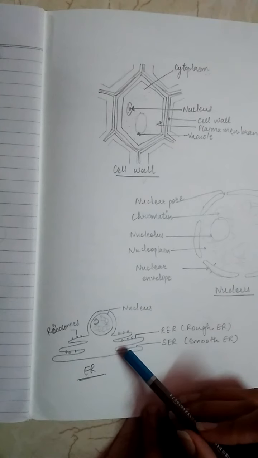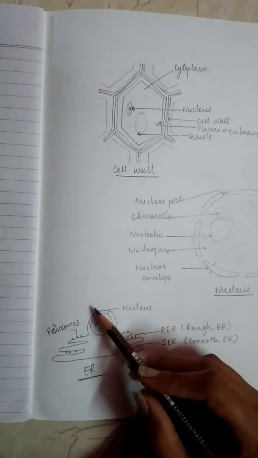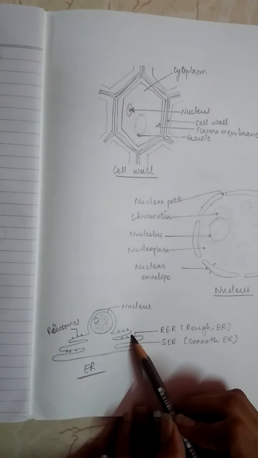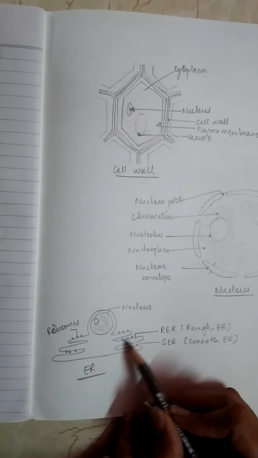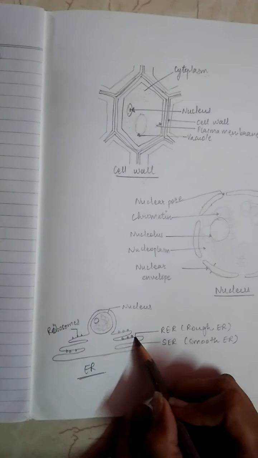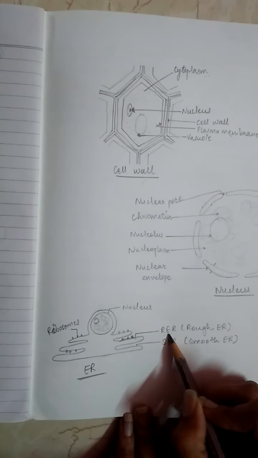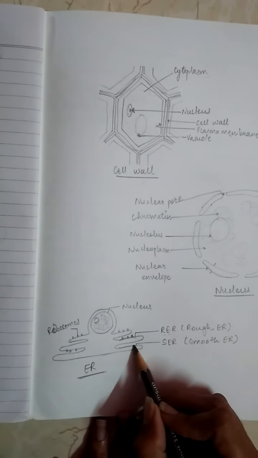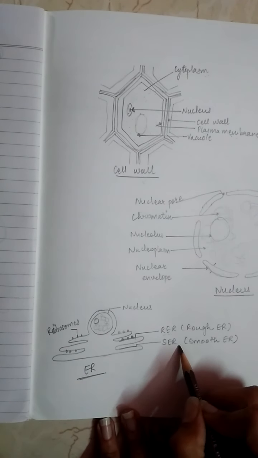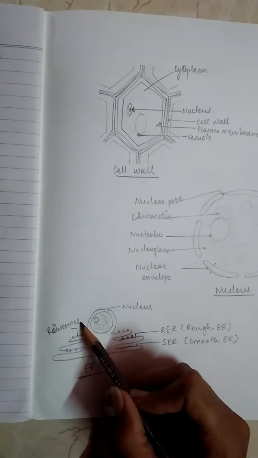This is the diagram of endoplasmic reticulum, in which it is near the nucleus and bounded. There are two types of endoplasmic reticulum. One with a rough surface, which means it has ribosomes on it, is called RER, rough endoplasmic reticulum. Where there are no ribosomes, it is a smooth surface, known as SER, smooth endoplasmic reticulum. And these are ribosomes.